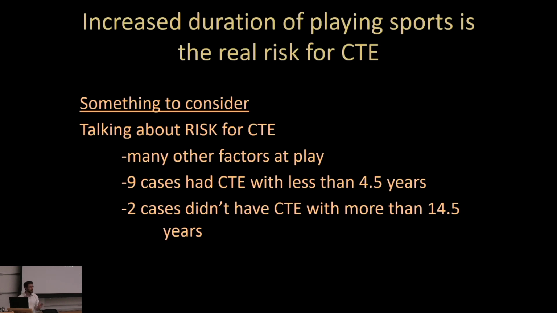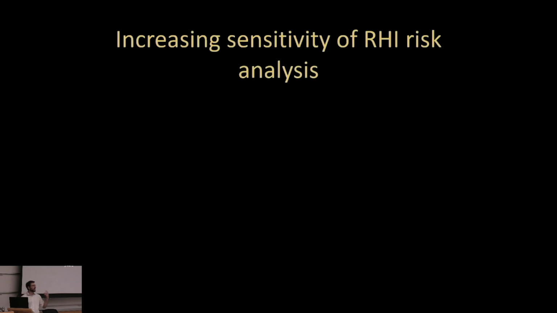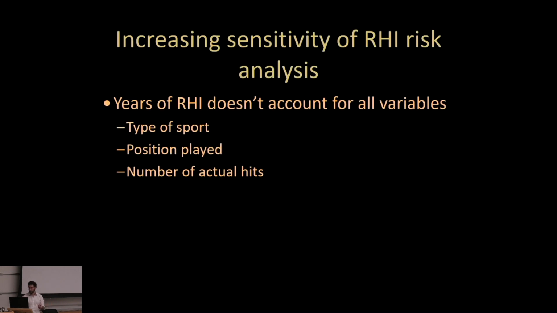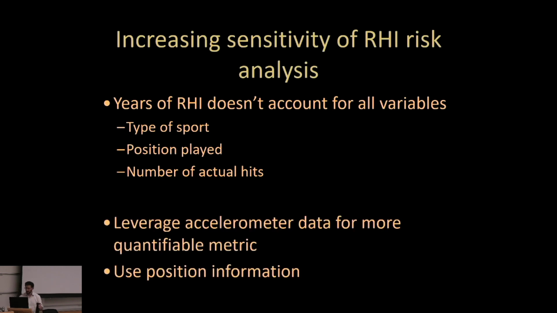Now, again, just like we keep saying, we tried to make this a better analysis. How do we make this better? How do we improve on this metric of examining who's more likely to get CTE? We increase the sensitivity of this repetitive head impact, or RHI, measure. RHI lacks some things, obviously. It doesn't account for the type of sport, it doesn't account for the position played, and it doesn't account for the number of actual hits. So how would we go about doing this?